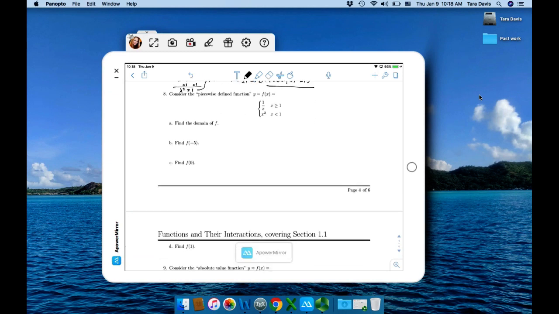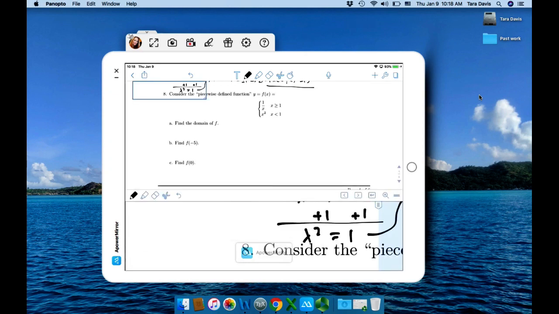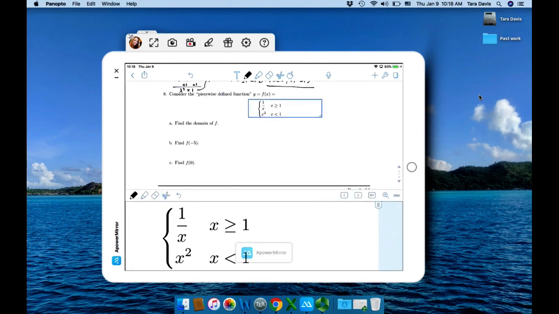Okay, so now we're going to look at another type of function called a piecewise defined function. This is a function that's defined in pieces. Okay, so this function, y equals f of x, it's basically two situations. If x is greater than or equal to 1, we plug x into the function 1 over x. And otherwise, if x is less than 1, we plug it into the function x squared.